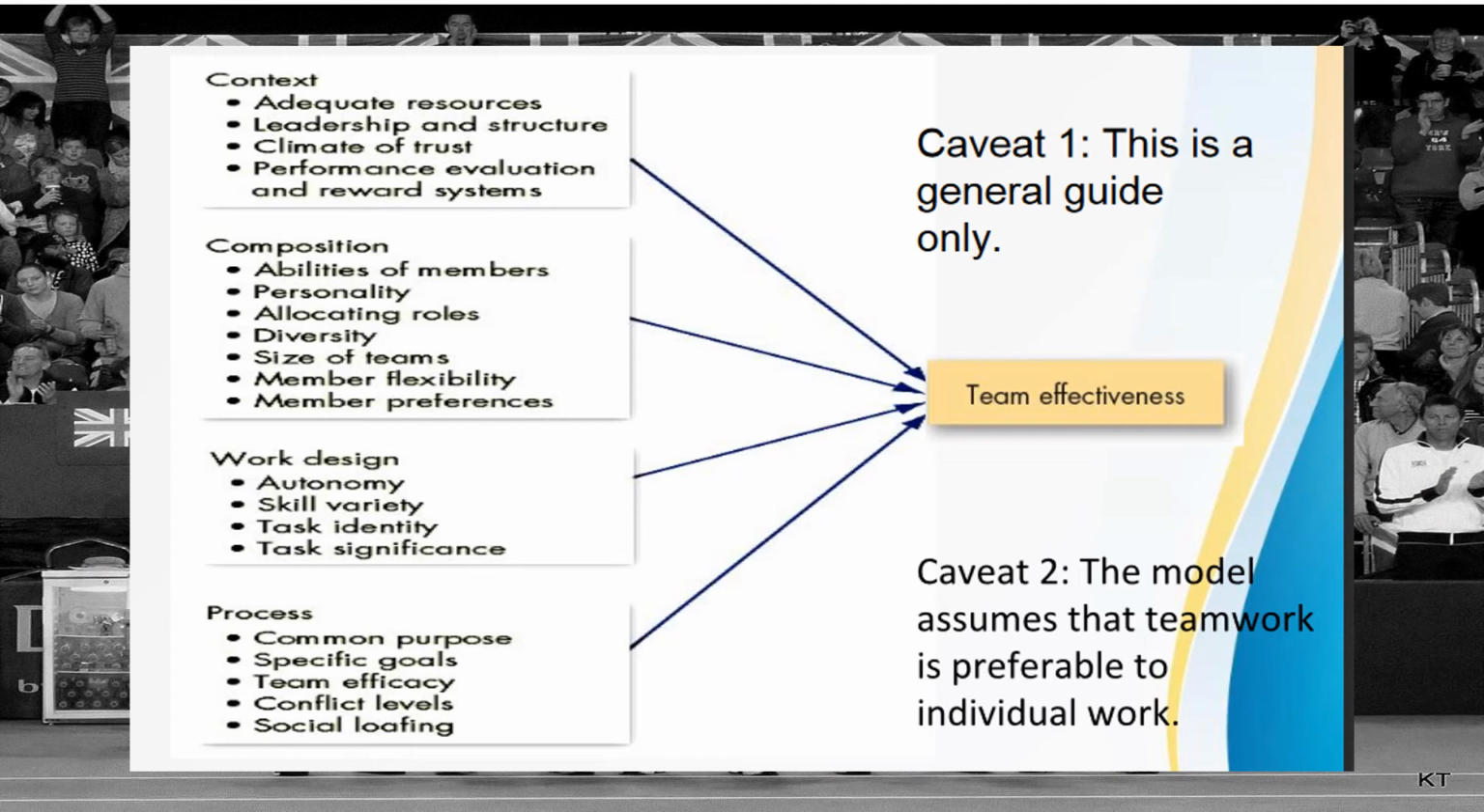What about the composition of the team? Do the right people have the right abilities to do what they need to do? Do they have the right personalities to mix in the team? Is there diversity? Is the size of the team too small or too large? If it's too large, it may not work. If it's too small, you may not have enough people. What about member flexibility? Are the people flexible enough to do what you want them to do? The work design of the team: do you have autonomy? What about skill variety, task identity and task significance?